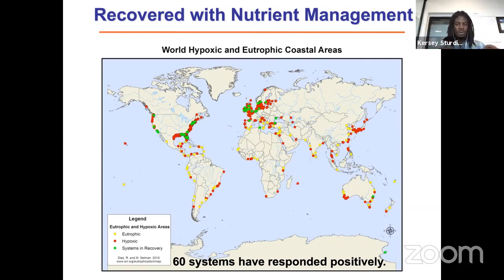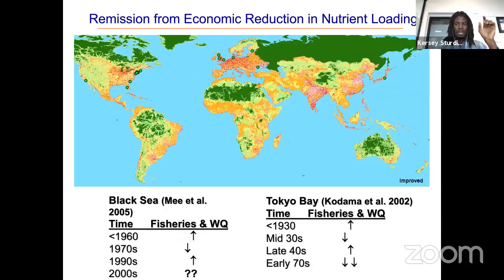So there have been a number of locations around the globe where nutrient management techniques have actually helped alleviate or reduce and rid an area of a dead zone. And I'll highlight two specific locations. One is in the Black Sea, which is located just right here. Hopefully you can see the cursor. And the other is from Tokyo Bay. And each one has a different instance on how nutrients ended up being remediated.